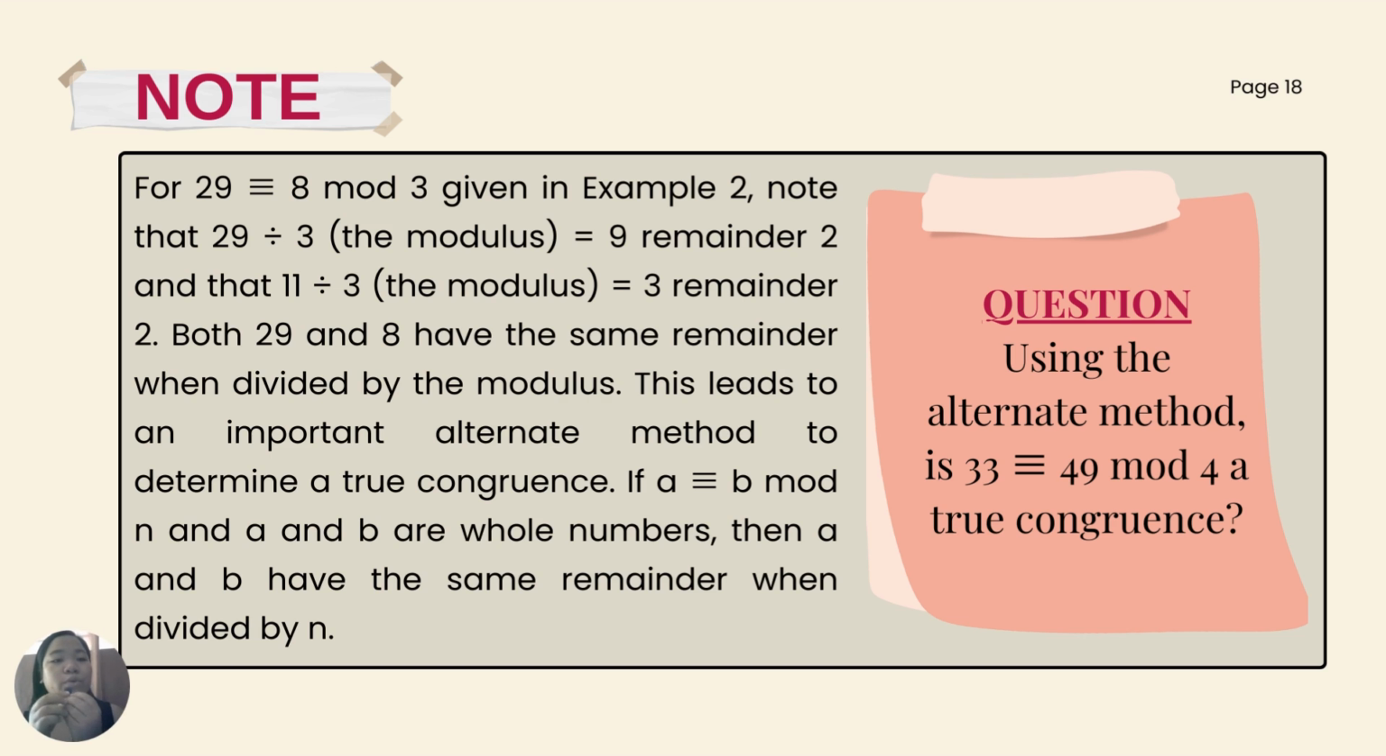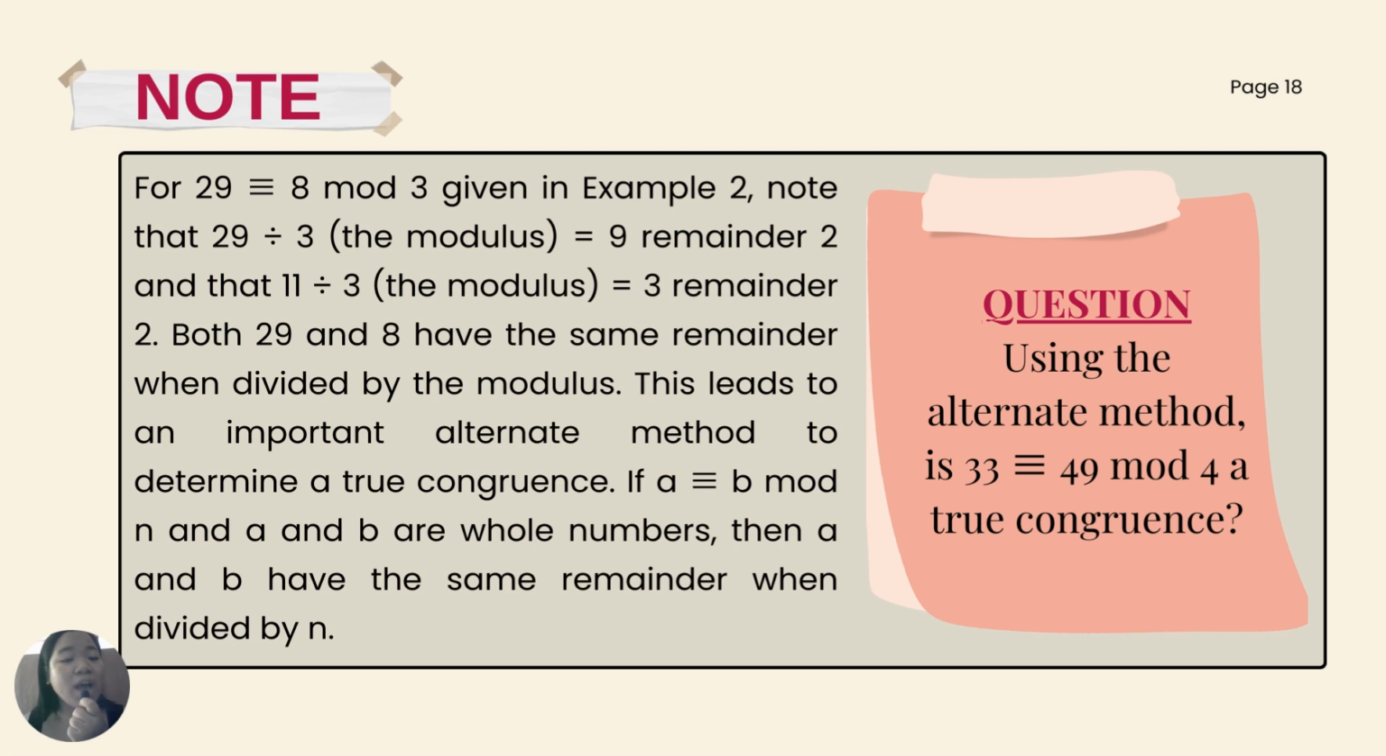Okay, another note. So 29 is congruent to 8 mod 3 given in example 2. Note that 29 divided by 3, the modulus, is equals to 9, remainder 2, and that 8 divided by 3, the modulus, is equals to 2, remainder 2. Both 29 and 8 have the same remainder when divided by the modulus.